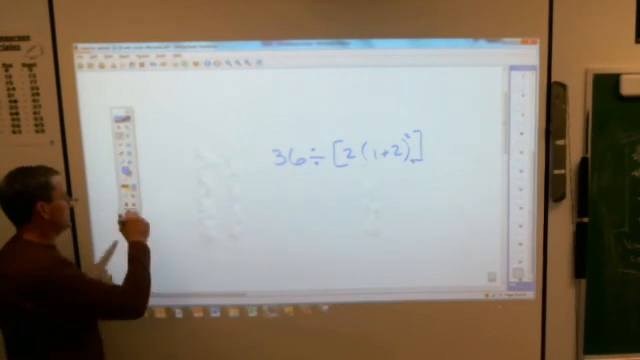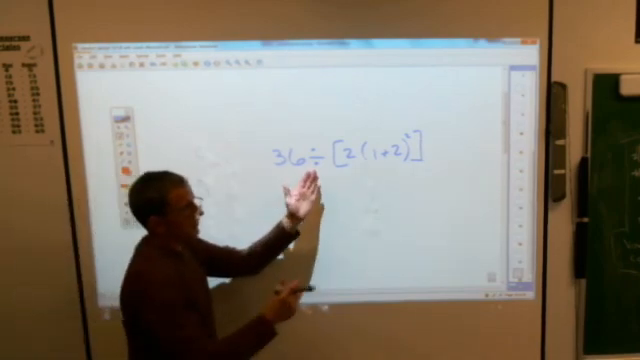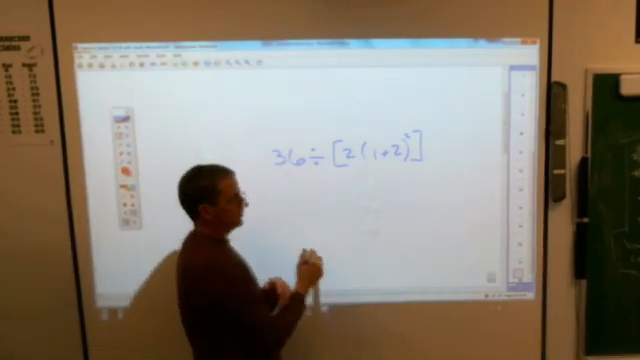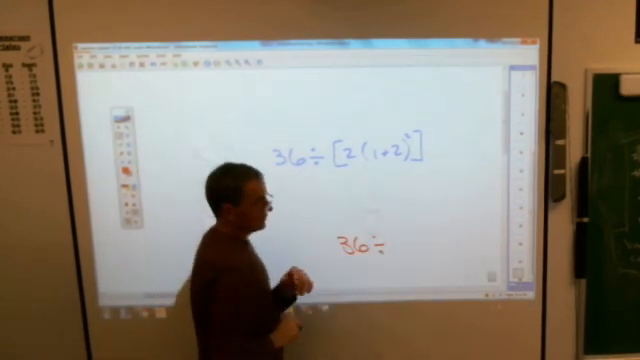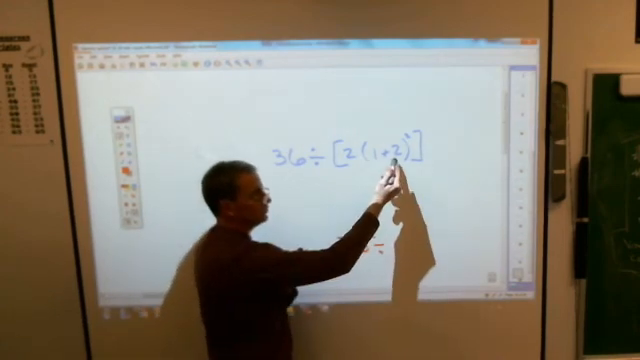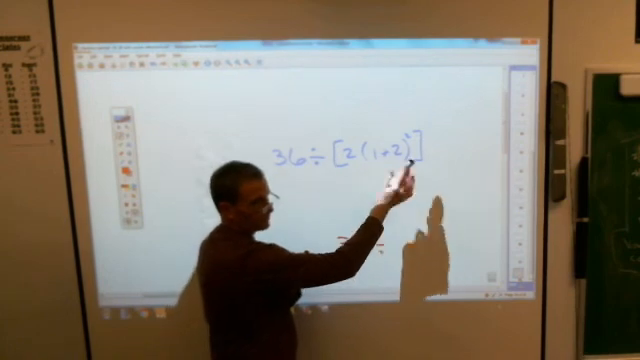Order of operations say what has to happen first? Grouping symbols, which this is. You need to get this down to one number and you're going to divide that into 36 when all is said and done. So it's going to be 36 divided by some number that you get in here. Inside the grouping symbols, you work inside the grouping symbols. What is 1 plus 2?